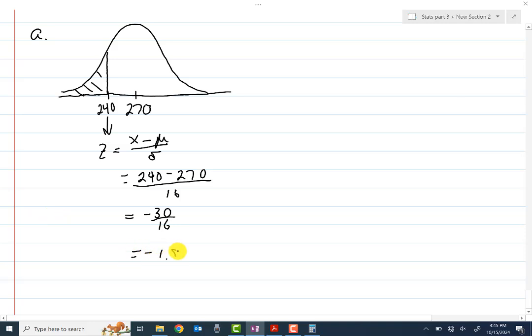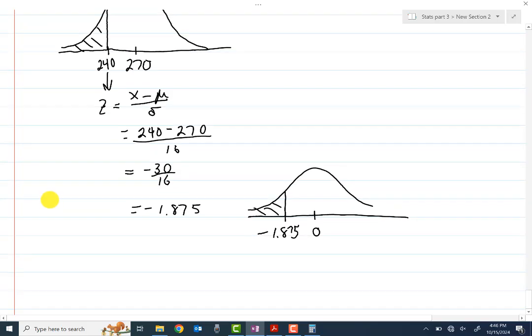So I get negative 1.875. Where should I put this? I should probably put this down over here. Seems more reasonable to put it down there. Anyways, this is my standard normal distribution. I put negative 1.875 here, and I'm going to shade to the left of it.